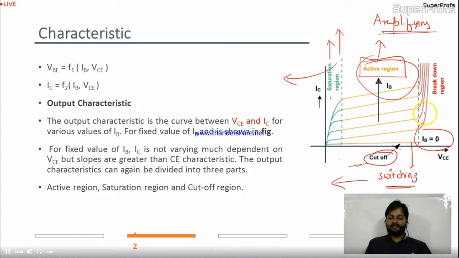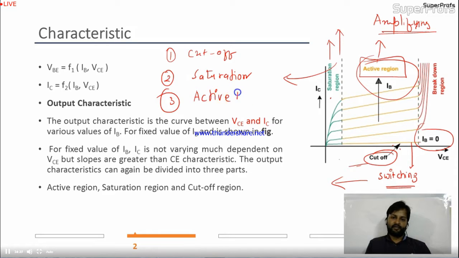So by this characteristics, we can easily come out with 3 things, and that is the transistor works in 3 regions, and that is mainly cutoff. The second one is saturation. And the third one is active region. These are the 3 regions of operation. So let's come to the theory part of this output characteristics.